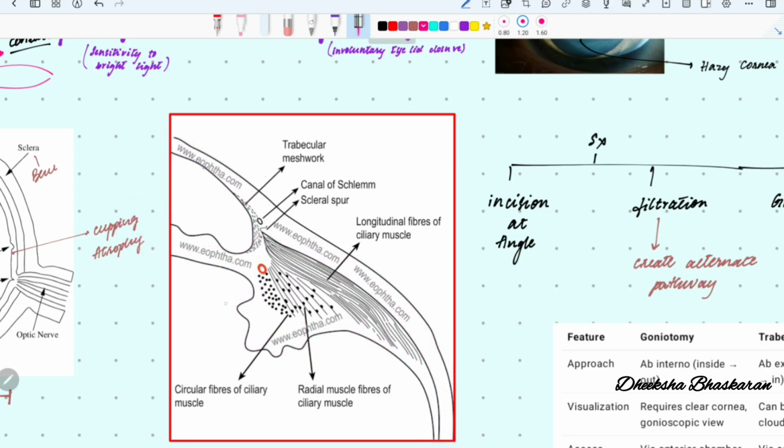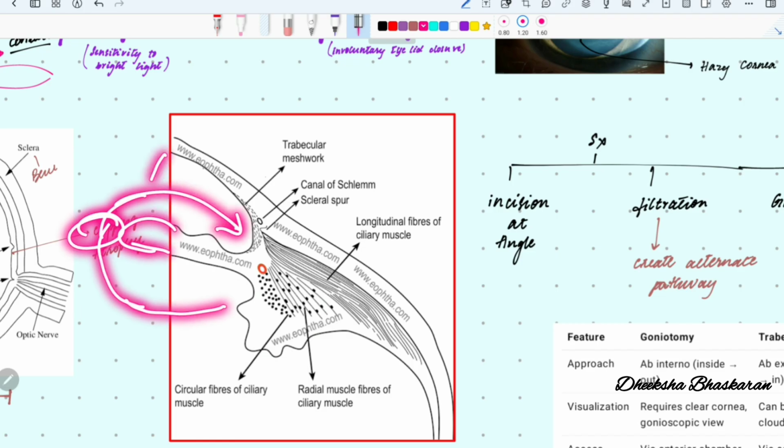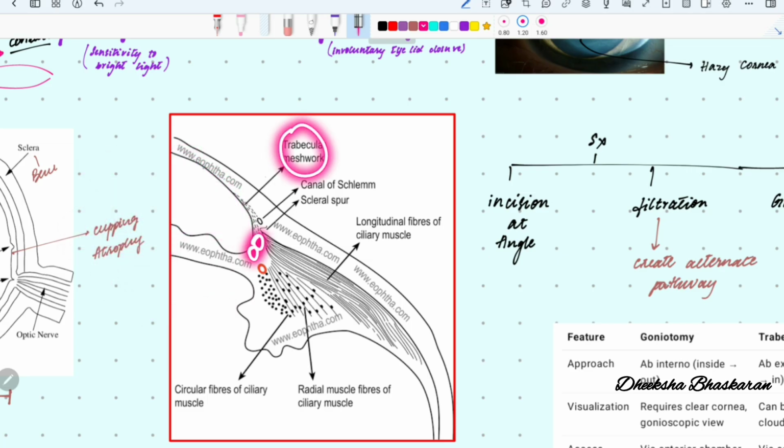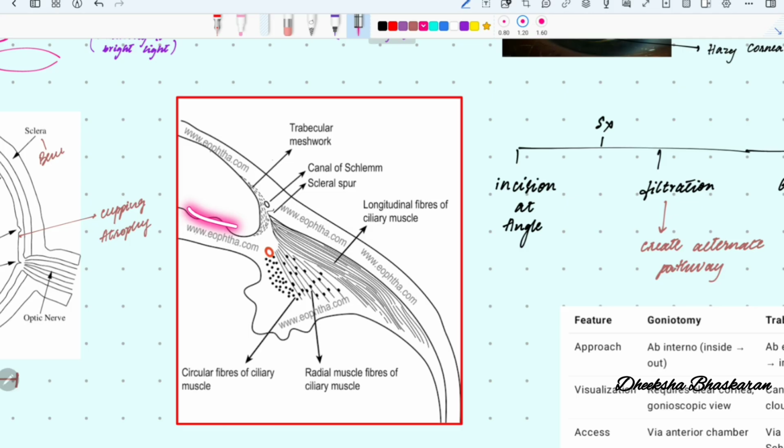Why is the angle important? Aqueous humor is secreted by the ciliary body. It passes from here to the pupillary aperture, which will be here, and enters the anterior chamber, which is what we call the anterior chamber. From here it enters the trabecular meshwork, the tiny holes that we see here. From here it enters the canal of Schlemm, a big canal which basically collects all of the fluid, and from here the aqueous goes to the episcleral veins, vessels, all of this. So this is the angle of the eye.